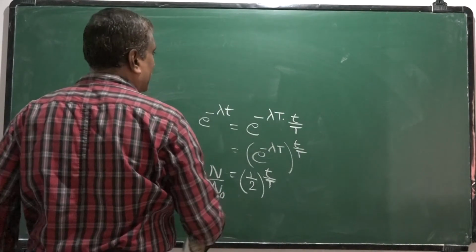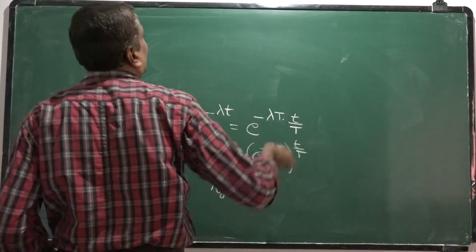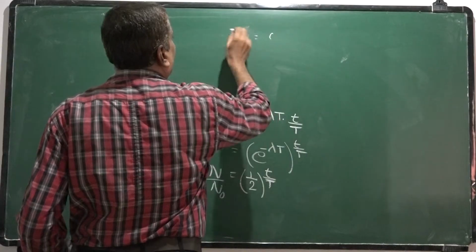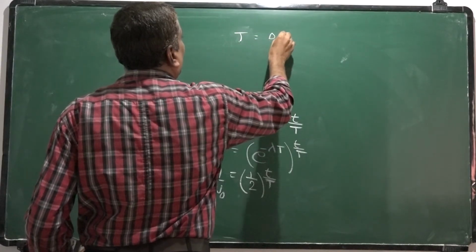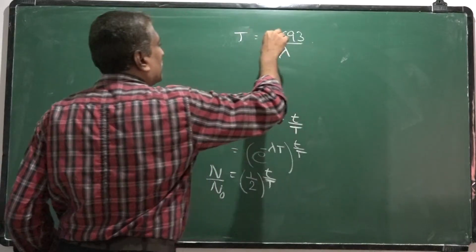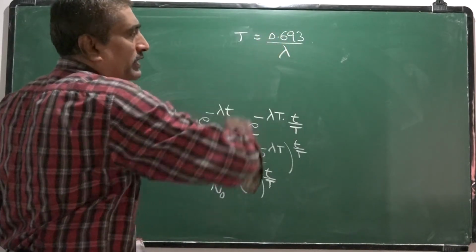Okay, you remember this one, and another one is: half-life period is 0.693 divided by lambda. From this relation also, you remember this relation also.